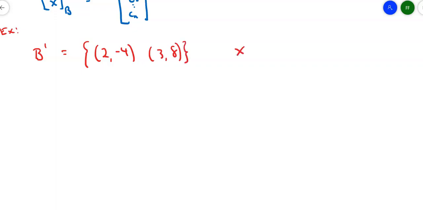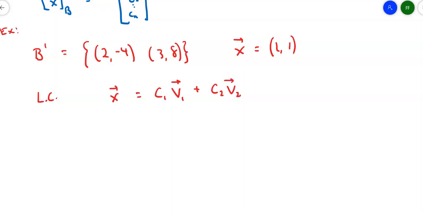And the vector in that vector space that I'm looking at is the vector 1, 1. So let's set up a linear combination. We know that that vector x that's in the vector space can be written as a linear combination of the vectors that are in that new basis. So c1 v1 plus c2 v2. All right. So that vector 1, 1 equals c1 times 2, -4 plus c2 times 3, 8. Set up a system from there.